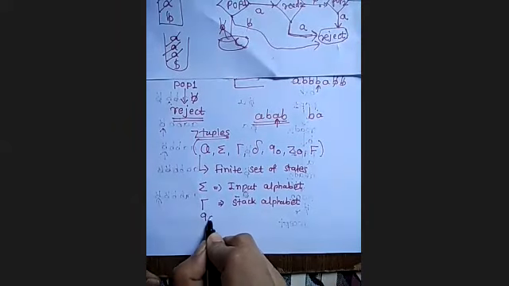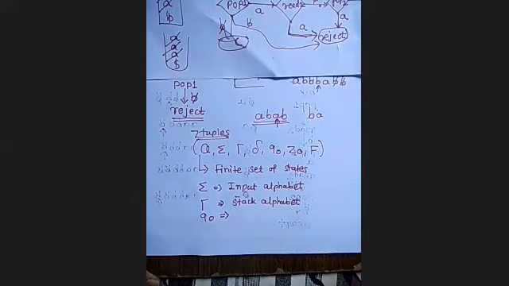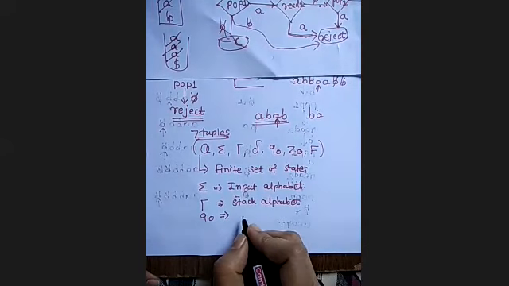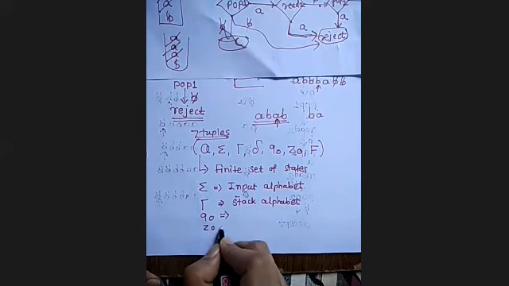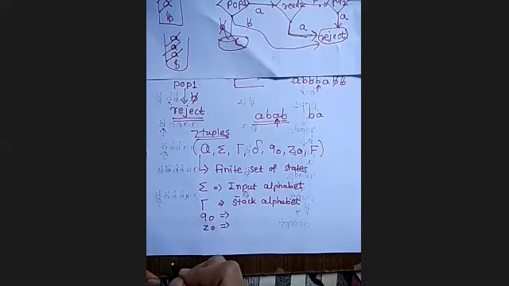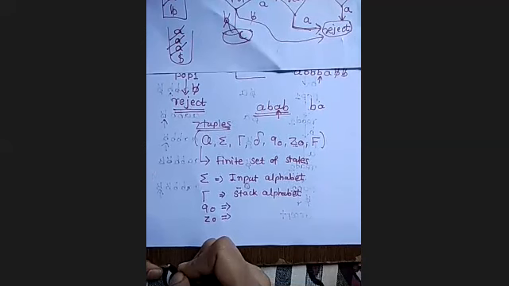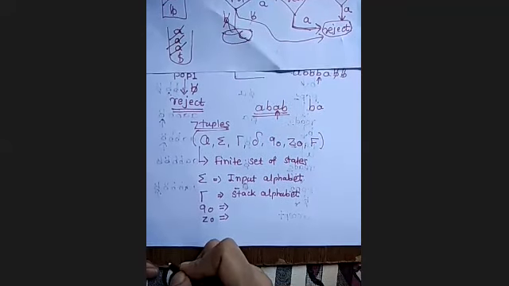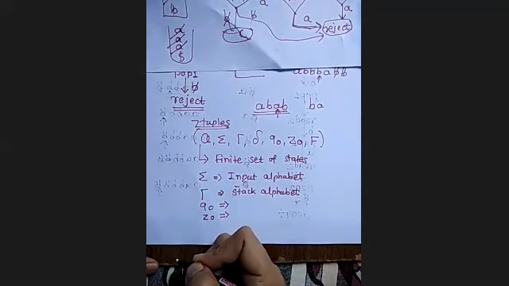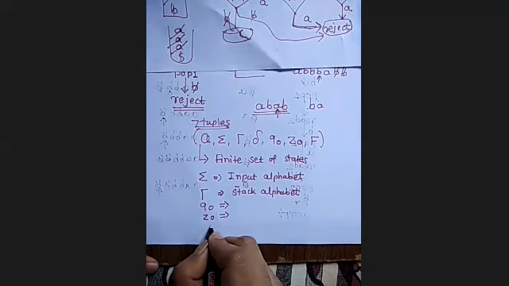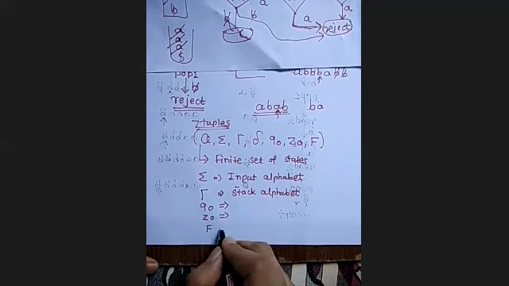Then what is Q0? Q0 is the initial state. What is the Z0? Z0 is a symbol which is at the top of the stack. And F is what? That you already know now. Set of final states.